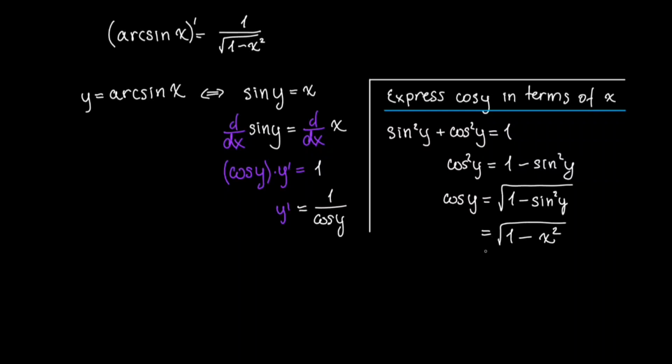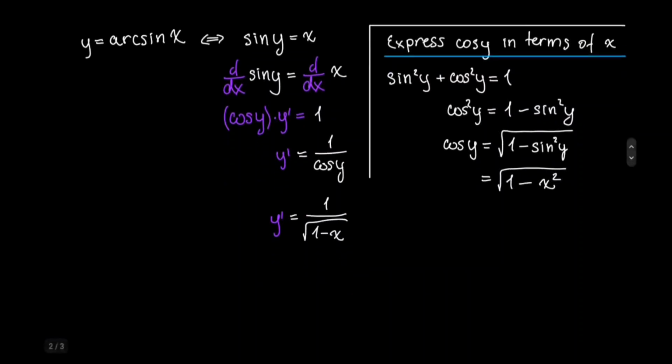So now that we have expressed cosine y in terms of x, we can go back to our derivative of y and write it as 1 over the square root of 1 minus x squared. And this here proves why the derivative of arcsine x is this right here.